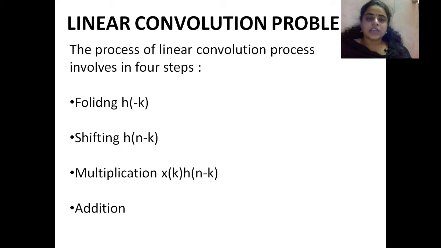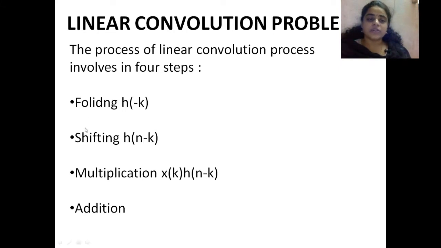The process of linear convolution involves 4 steps. First one is folding, second one is shifting the signal, third one is multiplication, fourth one is addition. Generally we will have two signals, x of n and h of n. H of n is the system sequence and x of n is the input excitation. We are taking h of n here because we are not going to do any modifications to our input to find the exact output.